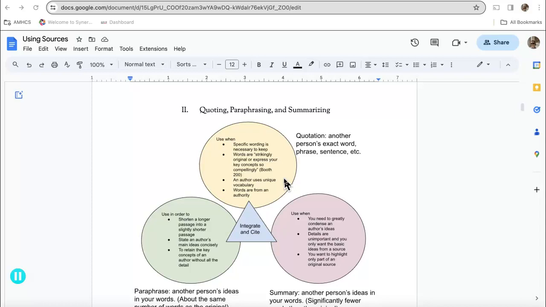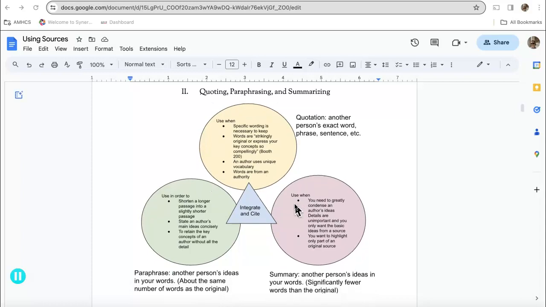You might also want to keep it when words are, quote, strikingly original or express key concepts so compellingly. Notice this is a quotation that is strikingly original, or expresses an idea in a compelling way. If an author is using vocabulary in a unique way, you would want to use a quotation. And here, even if it's just one word that an author is using in a unique way, then you'll need to use quotation marks. Or then finally, if the person speaking or writing is an authority that you want to appeal to in your essay, then you would need a quotation in that case.